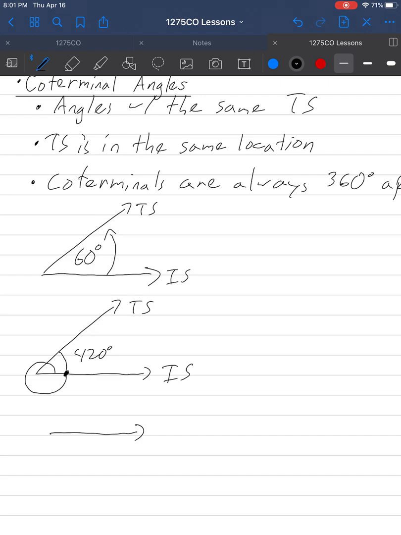As far as trigonometry is concerned, these angles are exactly the same. Now, if we take, again, an angle that starts on the initial side, let's move it negative 300 degrees. So negative means that it started on the initial side and moved in a clockwise direction. So, negative 300.